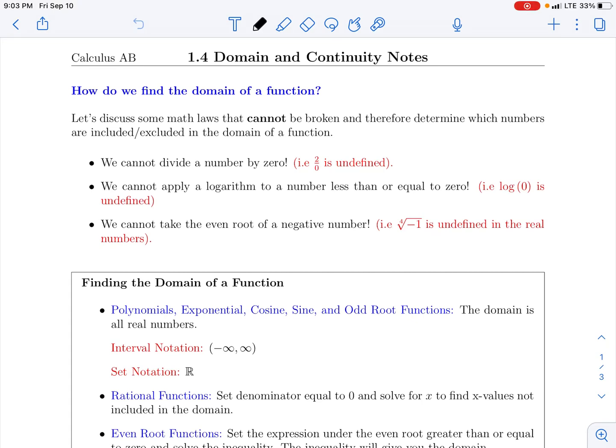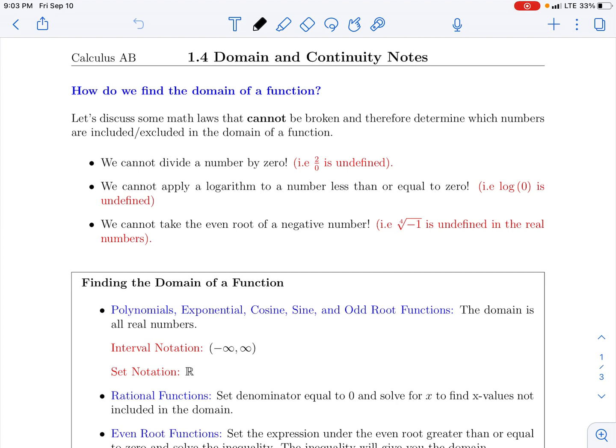Hello everyone. So today we're going to find the domain of a function, and then we're also going to figure out what the domain of a function has to do with calculus. Well, there is a connection between the domain of a function and continuity, and so we're going to talk about that in this video. But first, let's just discuss how do we find the domain of a function.